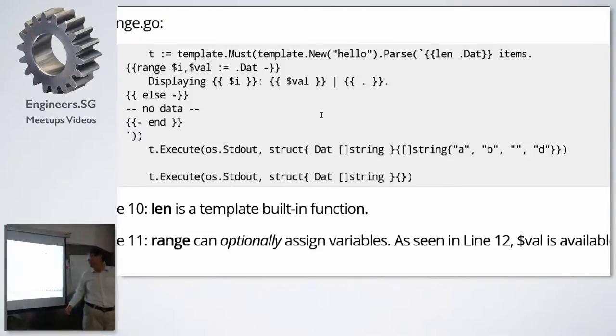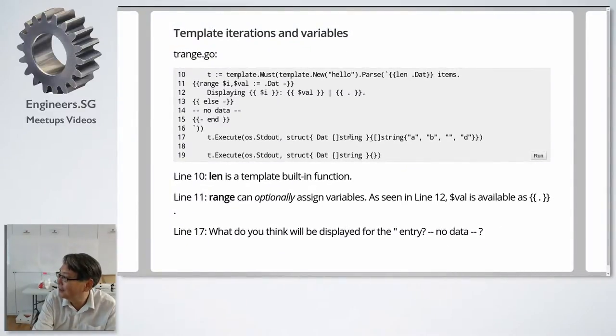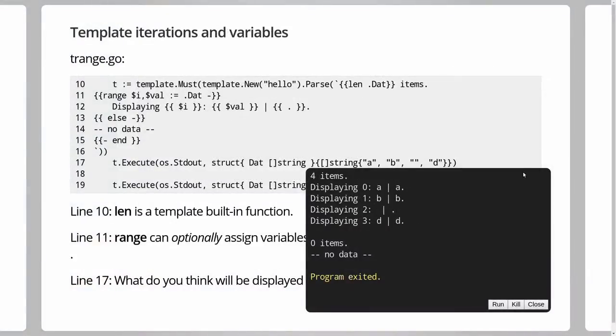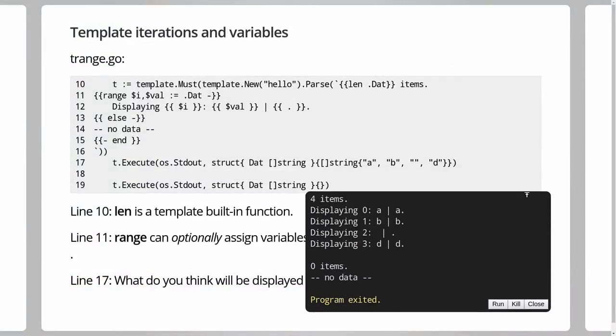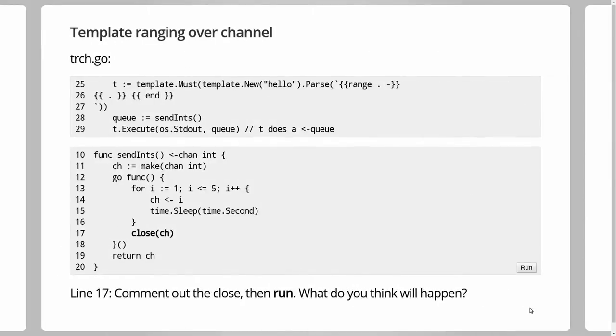So that's the for loop. Let's execute that template. If I execute that and get that black stuff out of the slides, I've got four items here. Why four items? A, B, blank is an item. It's not null. It's a value. Blank and zero are values. D, that's why there are four items. And it's displaying 0, 1, 2, 3 because that's the index. And the value is A, B, blank and D. The dot also evaluates to A, B, blank. That's a tutorial on ranges. So far, baby steps. Nothing challenging anyway.